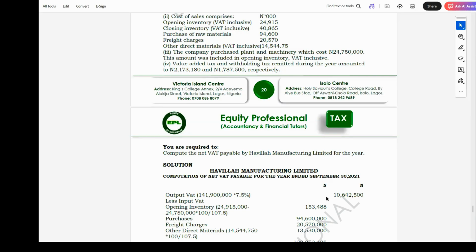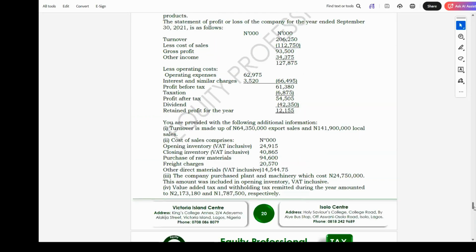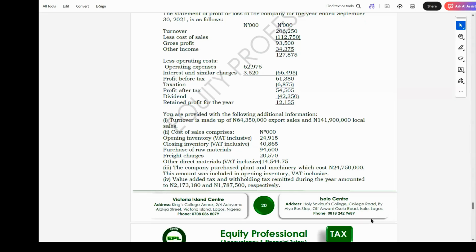Then let's compute input VAT. Because we are given inventory here, when you have inventory, you add your opening inventory to your purchases and less the closing inventory. We are told the opening inventory is 24,915,000.